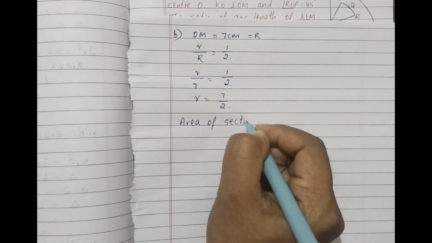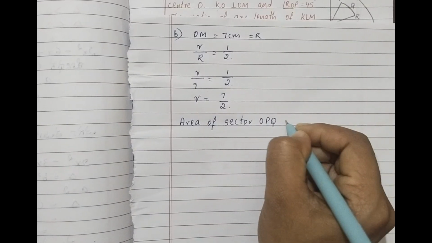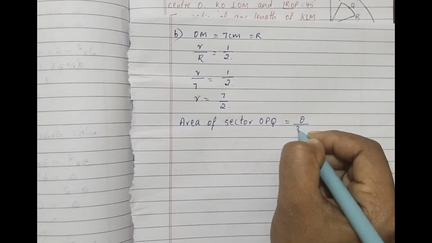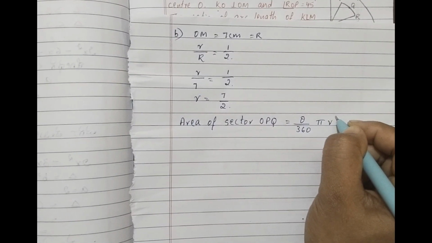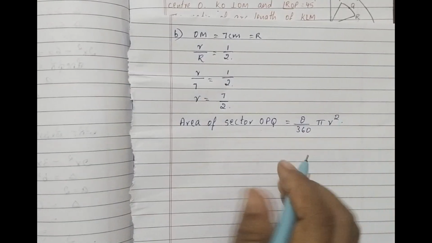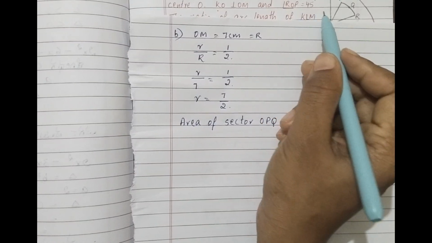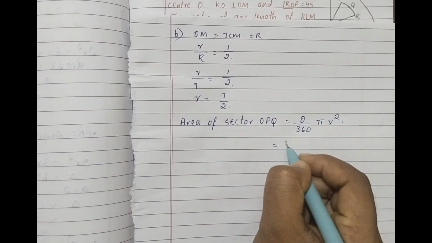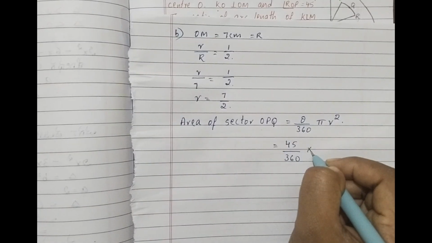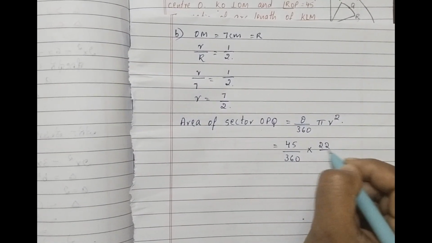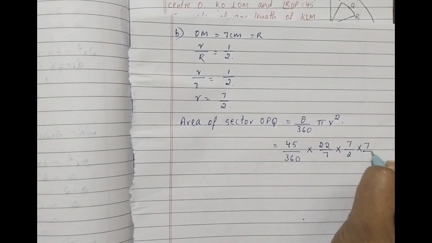The formula for the area of a sector is theta divided by 360 into pi r square. We will substitute all the values into this formula. Theta is the angle, already given in the question. Our angle ROP is equal to 45 degrees. Substitute theta equal to 45 degrees divided by 360. Pi value is 22 divided by 7, and r is 7 by 2, and another r is 7 by 2.